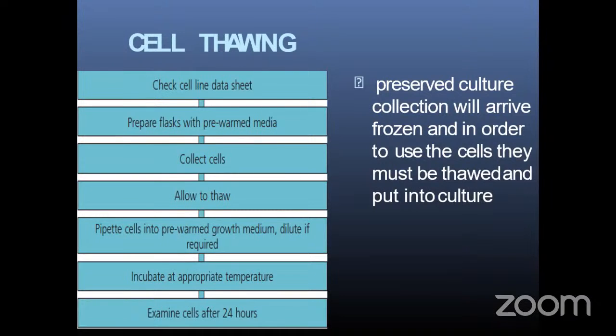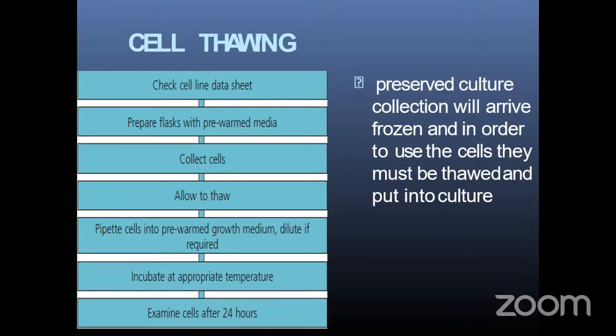Once we freeze them, again you have to thaw them. Thawing means getting them back into culture. How do you do it? First, check the cell line data sheet. Suppose I have stored cells, and after 100 years I may not be available to tell everything about those cell lines. Some other person will be taking care of them. So I should maintain a data sheet so that any person, even after 50 or 100 years, can read it and understand everything about the cell lines.